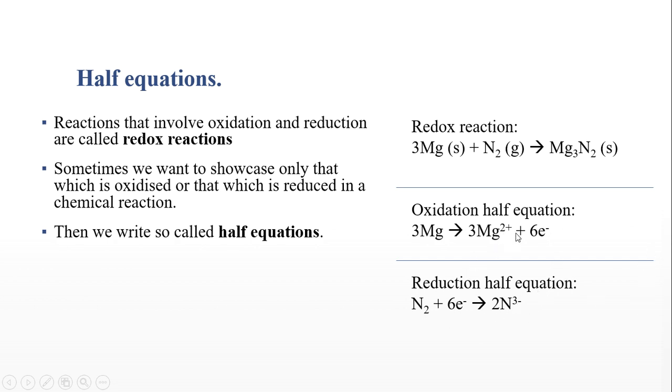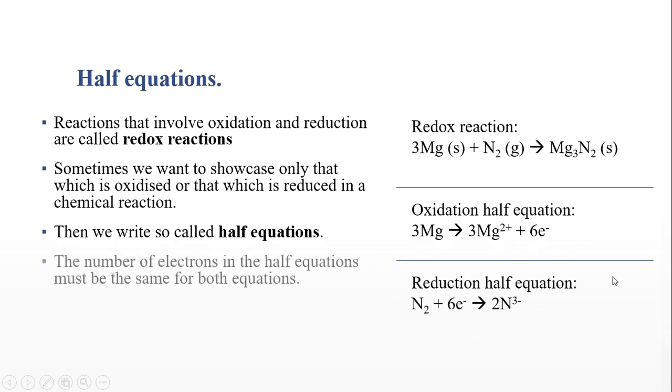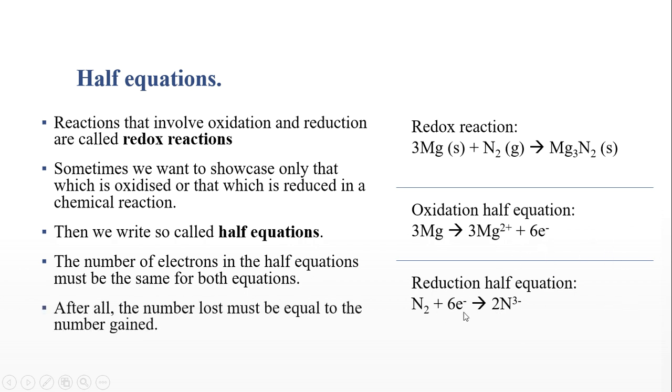So now you actually need to write out electrons when you write equations like this. And a very important rule here is that the number of electrons lost are the number of electrons gained. So if magnesium in this reaction will give away 6 electrons, then 6 electrons will be taken up by the nitrogen gas. So this needs to be the same number of electrons here. The number lost must be equal to the number gained.